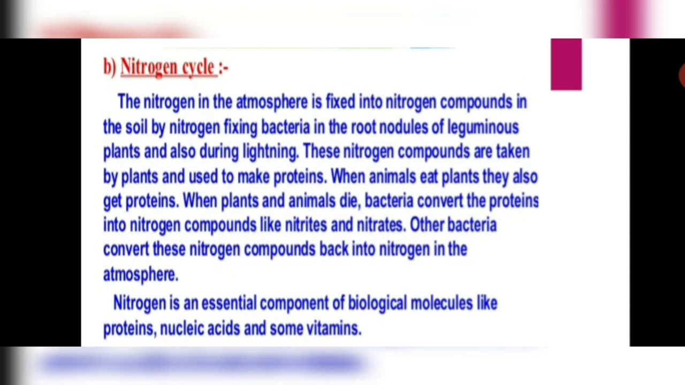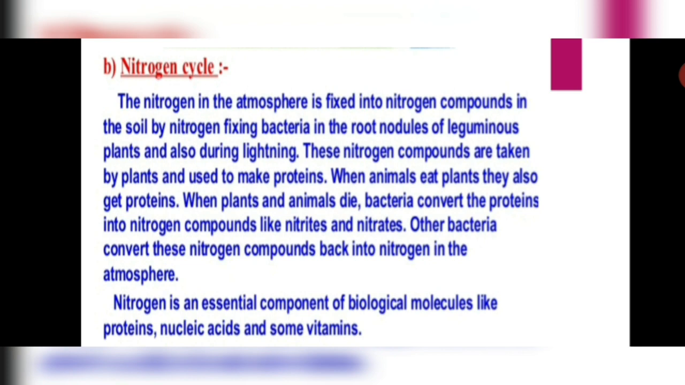Let us now discuss the nitrogen cycle. We all know that 78% of the atmosphere consists of nitrogen gas. The nitrogen in the atmosphere is fixed into various nitrogen compounds in the soil by certain nitrogen fixing bacteria which are present in the root nodules of leguminous plants and also by the atmospheric fixation by lightning.